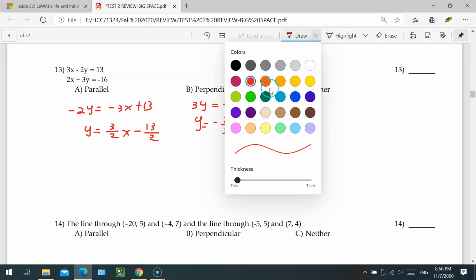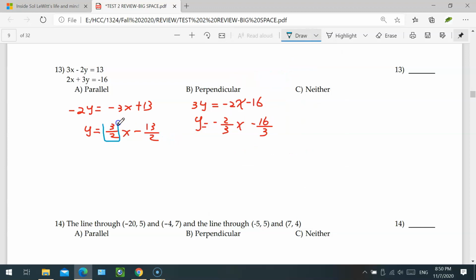Now look at the slope number for both lines. The first equation, the slope number is 3 over 2. The second equation, the slope we have here is negative 2/3.